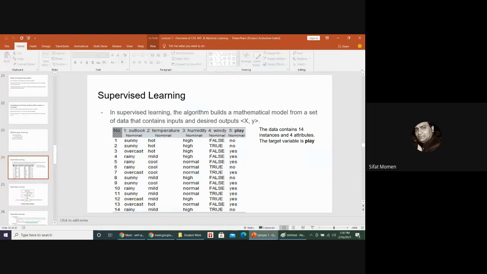Right, labeled data set and unlabeled data set. A labeled data set means that in the data set you have the target variable that you want to predict, and it is also present here. Okay, so that's what it is.